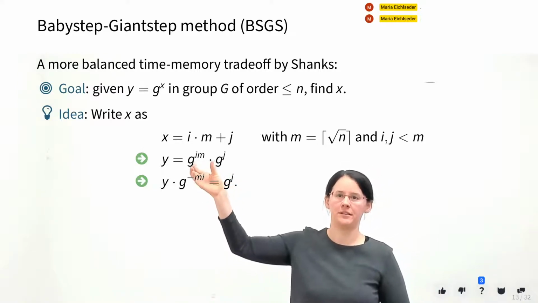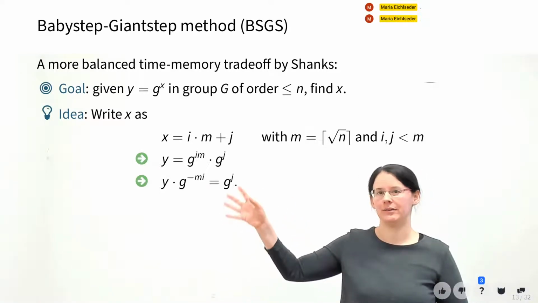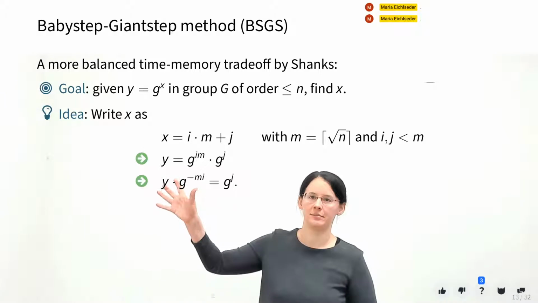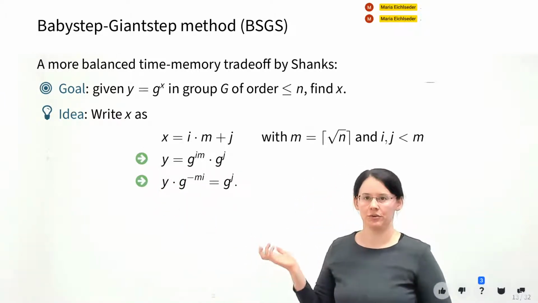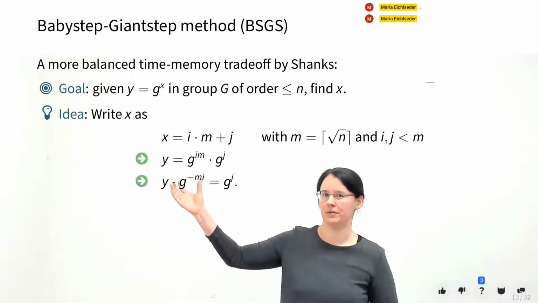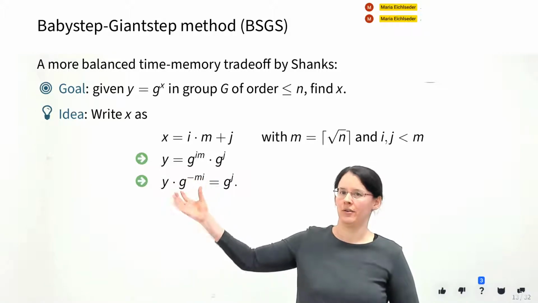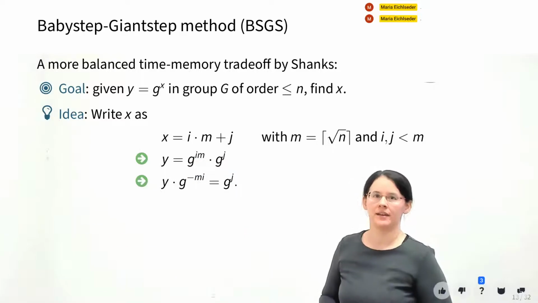We can bring this part here to the other side. And then we have a nice equality where one side depends on j only and the other side depends on i and the challenge only. And what I want to do is separately have many candidates for this and many candidates for this in order to find a collision, which gives a nice combination and a candidate value x.